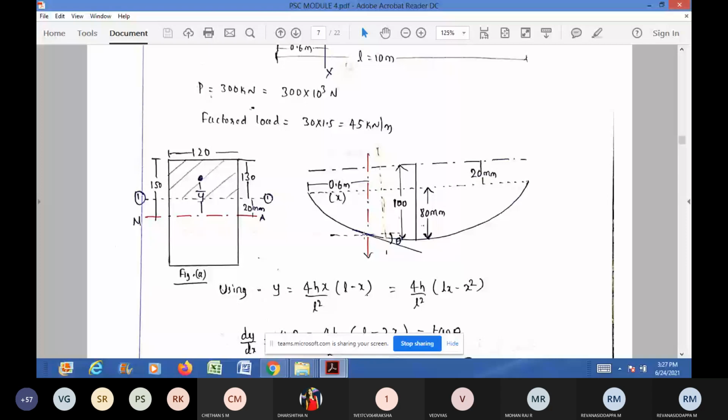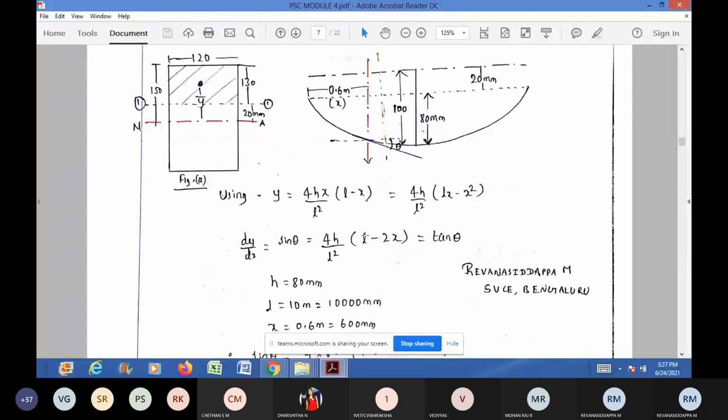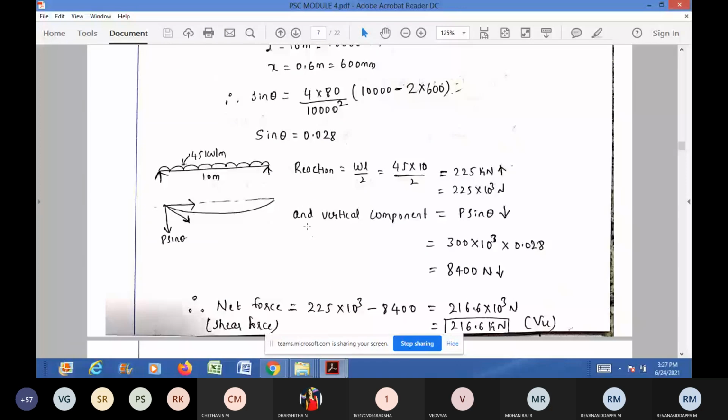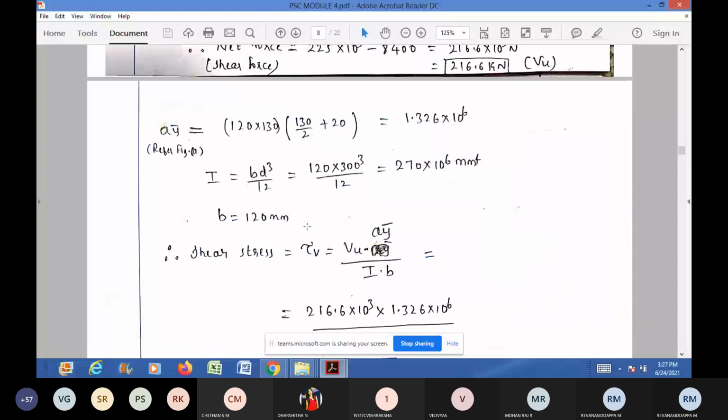Why is sin theta required? To calculate the reaction. To calculate the shear force, tau v is equal to Vu into Ay bar divided by Ib. To calculate this shear force at 0.6 meter, we need the sin theta value.